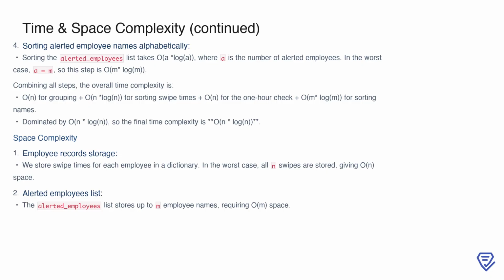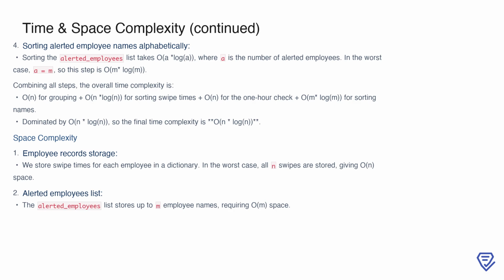When we combine the time complexities of all the steps, we have n for grouping keycard swipes, n log n for sorting swipe times, n for the 1-hour window check, and m log m for sorting alerted names. The overall time complexity is dominated by the n log n term from sorting swipe times, making the final time complexity n log n. Now, let's consider the space complexity.